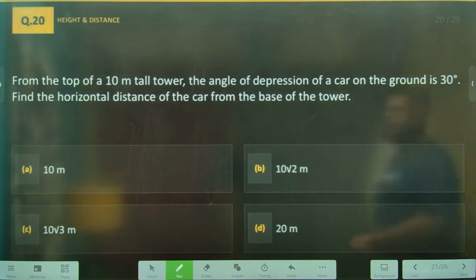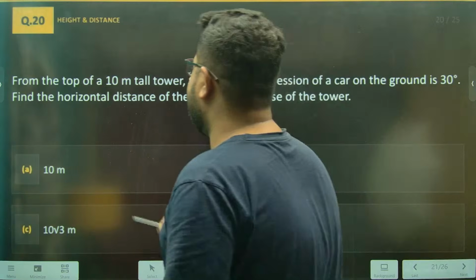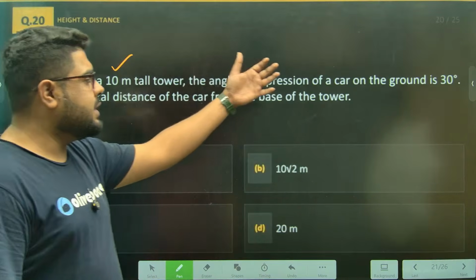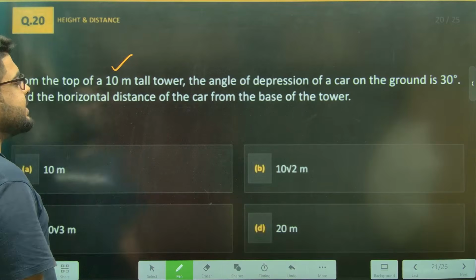Directly. Next one, sir. Top of a 10-meter tall tower, the angle of depression of a car on the ground is this. Find the horizontal distance, sir.